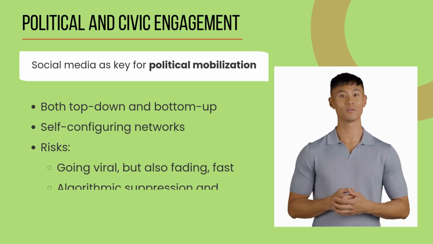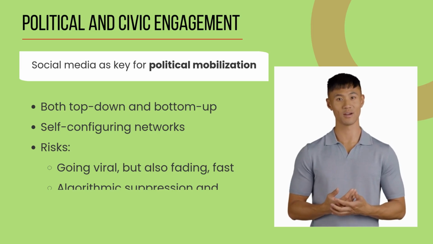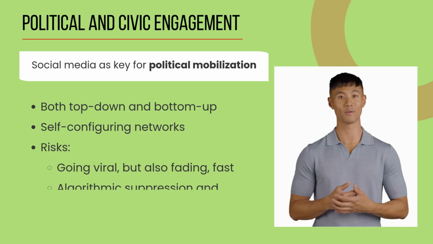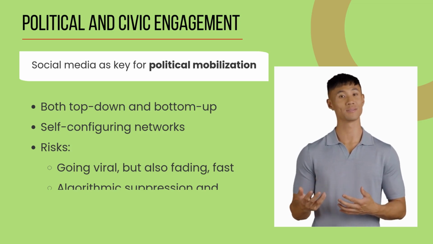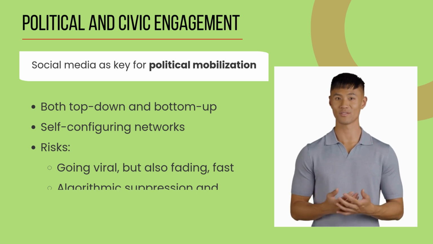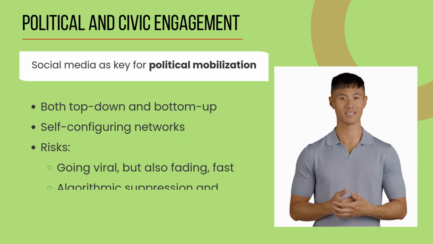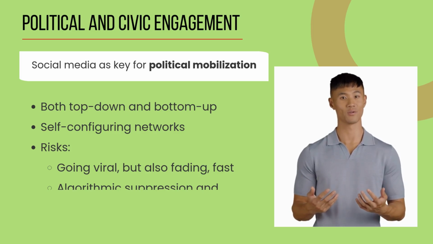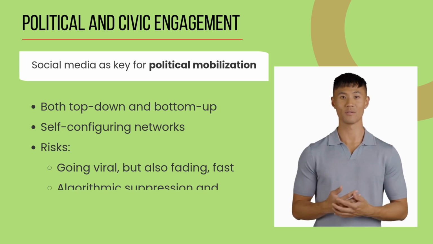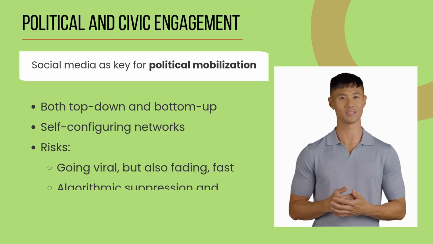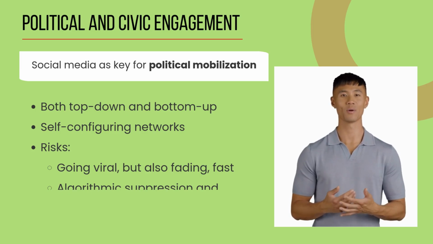Social media are now integral to political mobilization, enabling both top-down communication from political leaders and bottom-up activism from citizens and grassroots movements. Think about the Arab Spring or Occupy Wall Street. They can be described as self-configuring networks made possible by social media. But here's the catch. While platforms are great for mobilizing quickly, they don't always create sustainable structures. Many digital movements go viral fast but then fade because they lack long-term organization. And of course, there are risks. Reliance on centralized corporate platforms exposes movements to risks of algorithmic suppression, misinformation, and shifting platform policies.